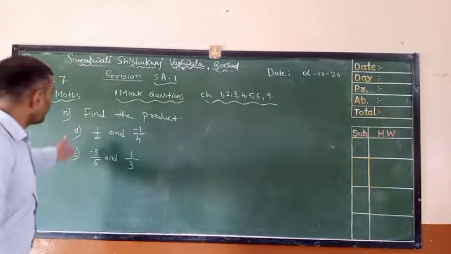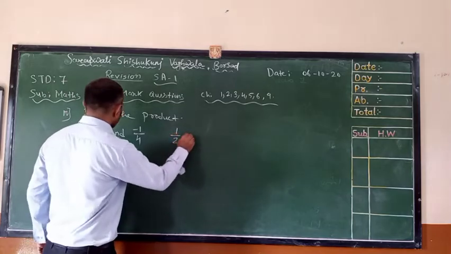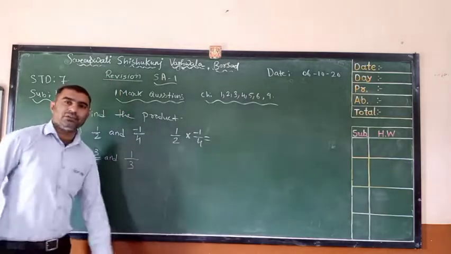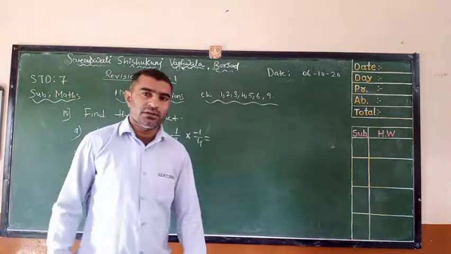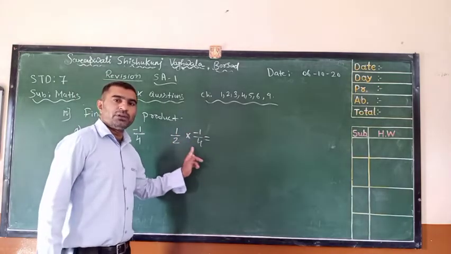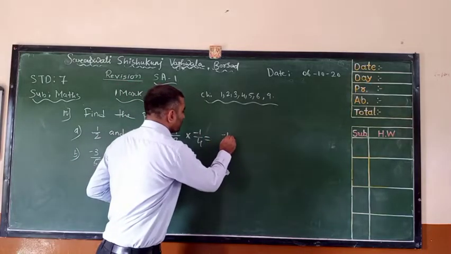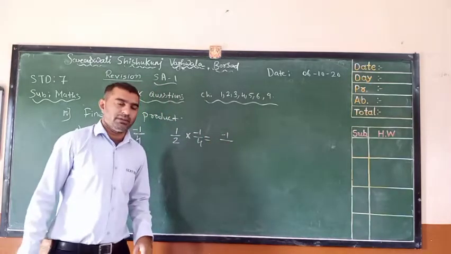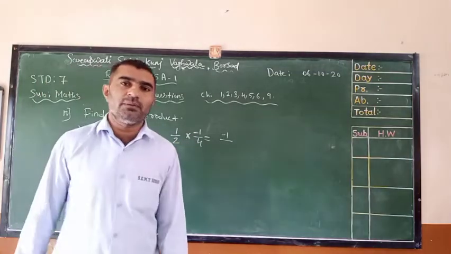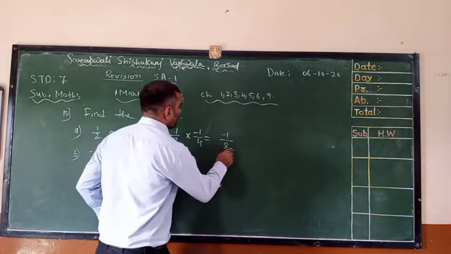We have another question over here. Find the product. See, the product of two fractions, 1/2 multiplied by minus 1/4. If there are common factors, we cancel the common factor. Otherwise, we just multiply numerator to numerator and denominator to denominator. If we multiply numerator to numerator, 1 multiplied by minus 1, we will get minus 1, because in multiplication, if one integer is negative, the result will be negative, and 2 multiplied by 4, we will get 8.